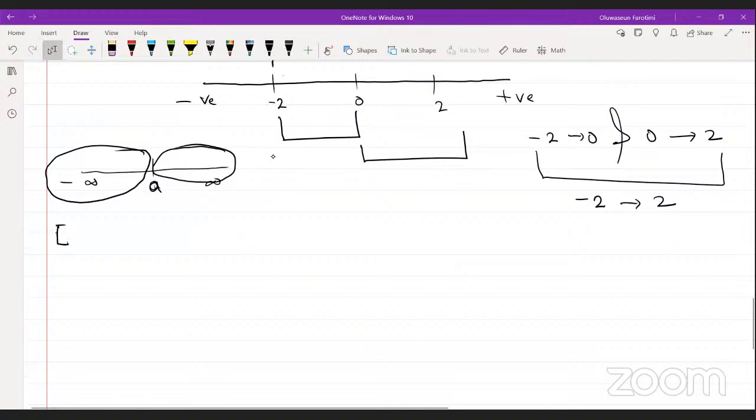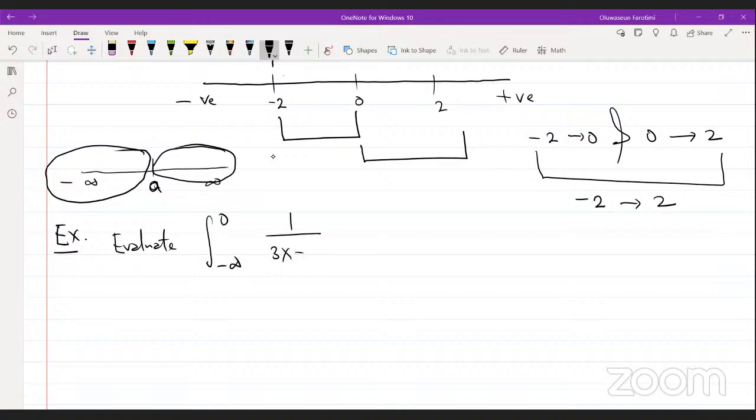Now let's get started with our examples. In this first example, we want to evaluate the integral from negative infinity to 0 of 1 divided by 3x minus 5 dx.